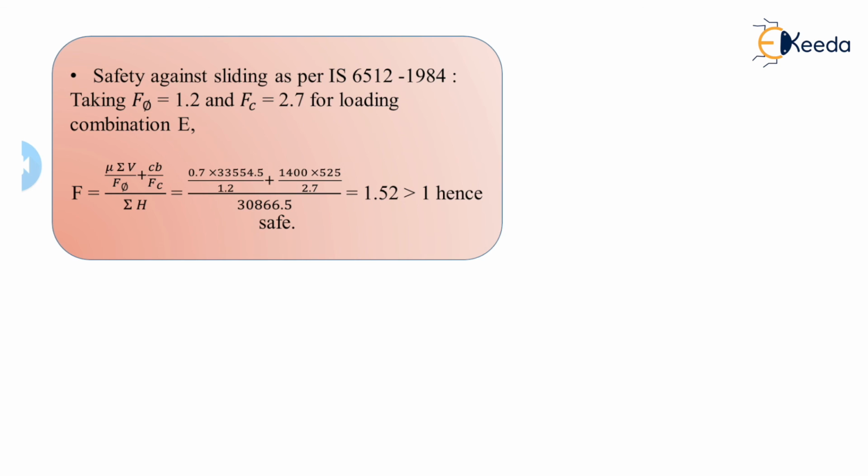So in this manner you can solve the numerical. You just have to read the numerical properly. What conditions are given, and based on these conditions you have to check the stability of a gravity dam. I hope you understand. If you don't understand any part of this numerical, just check out that slide. We have already discussed that equation, how this equation will be derived.